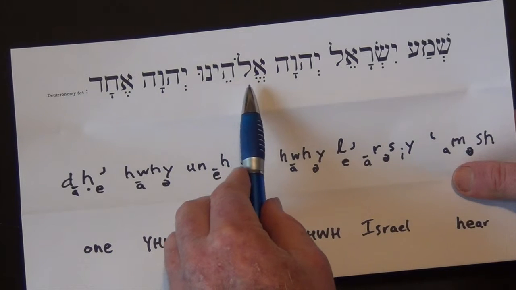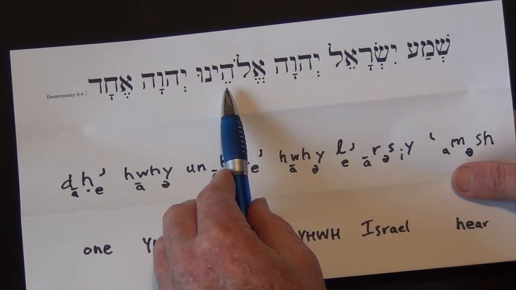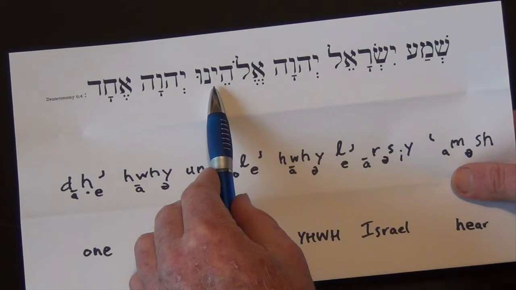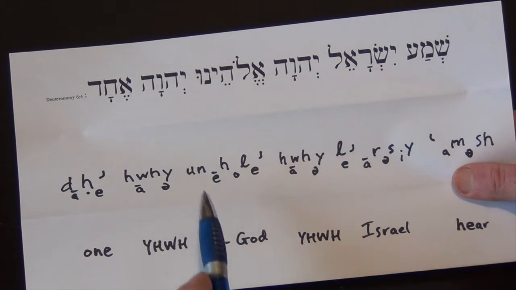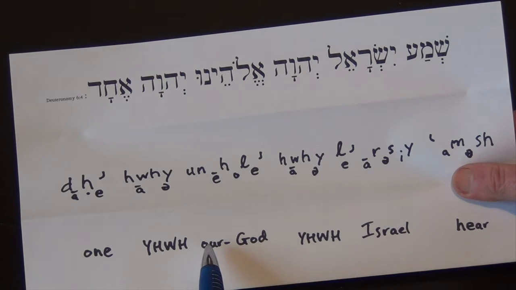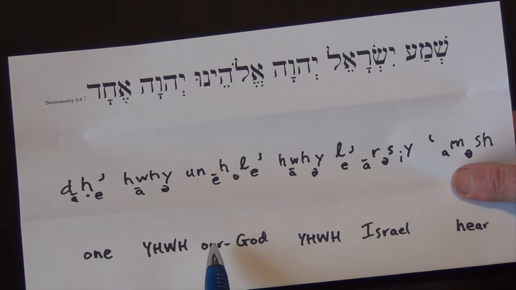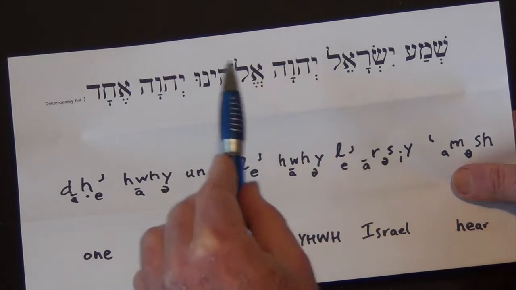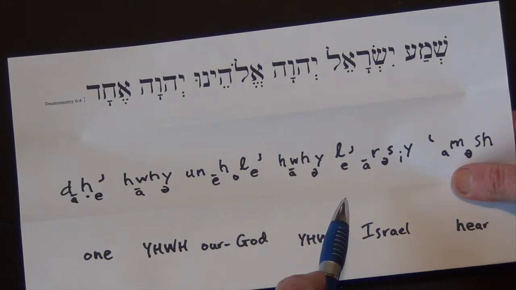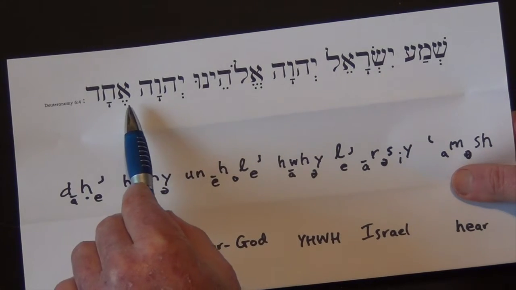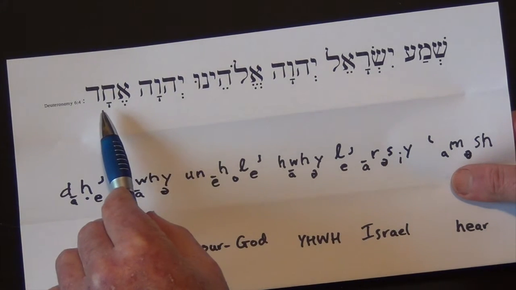Eloheinu, we had Elohim, meaning God, but here the M at the end drops out and the nu suffix comes in, which means our. We met that in Psalm 124 in our last lesson. So this is God, our, and I've written it with a dash because they're joined as in one word, Yahweh Echad. So Echad is a new word, it means one.